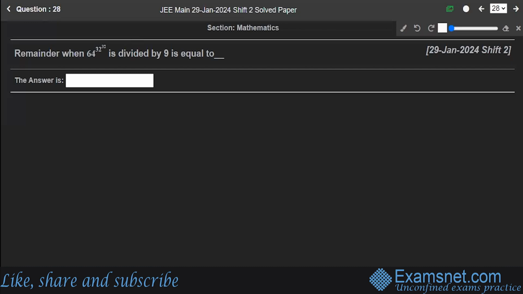Question number 20. When 64 power 32 power 32 is divided by 9, the remainder is equal to what? So first of all, let's say 32 power 32 is equal to t. So you will have 64 power t, or this is equal to 8 power 2t.